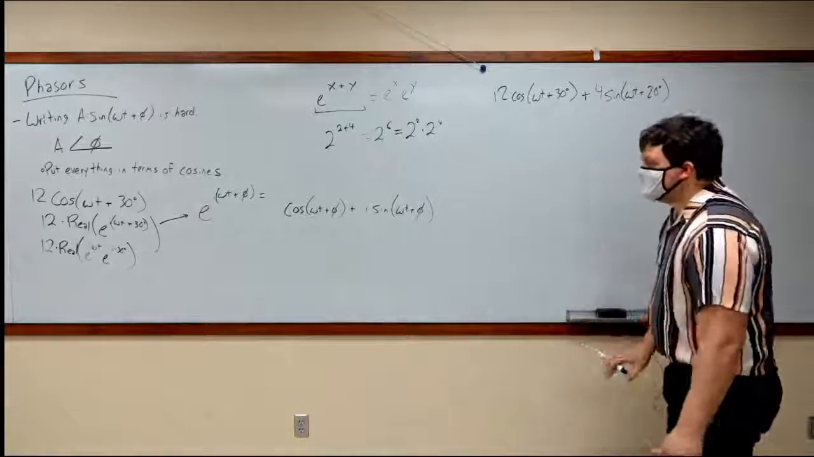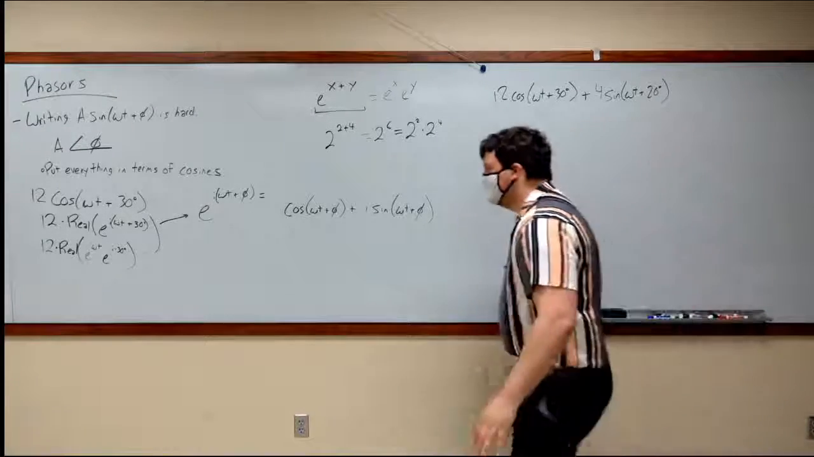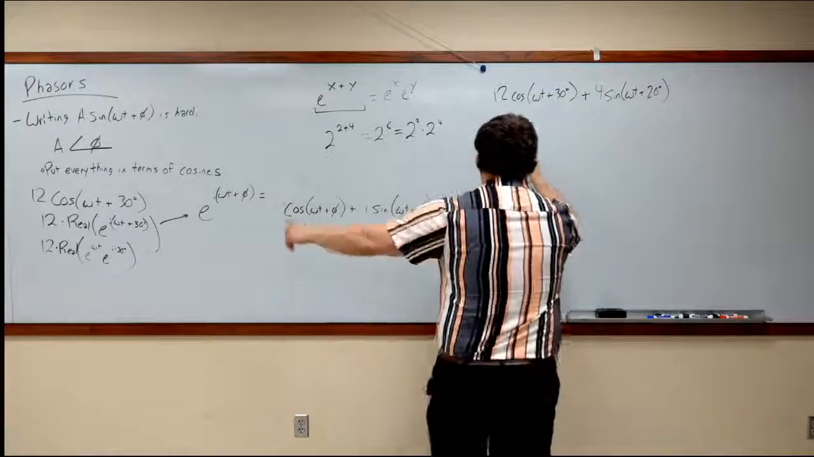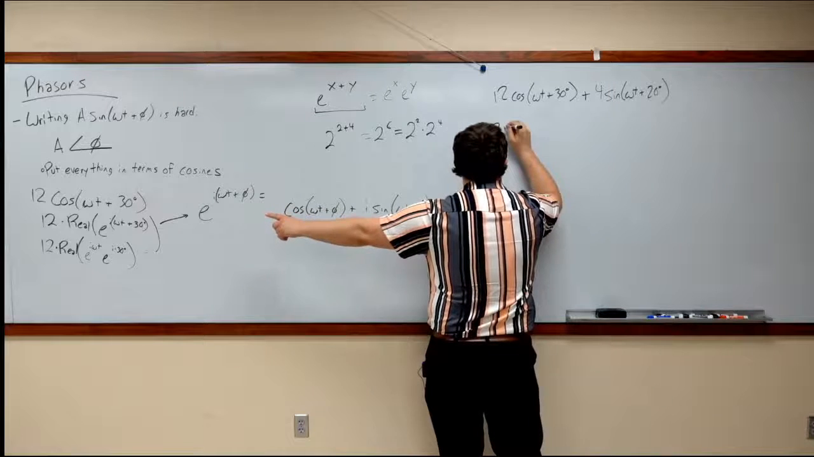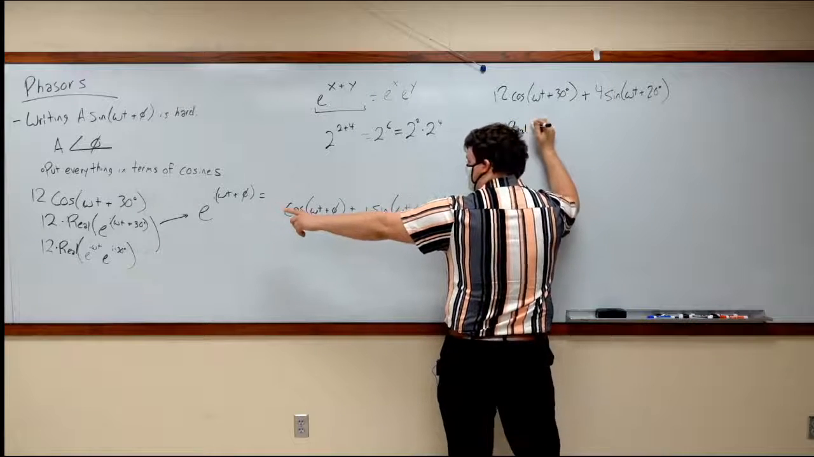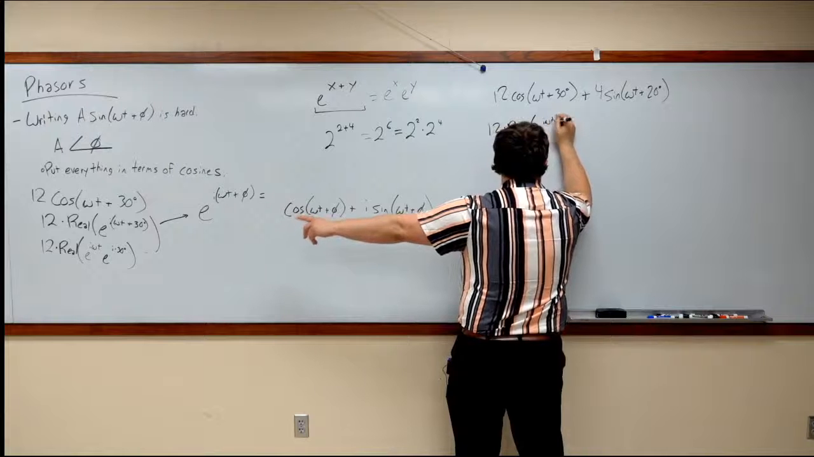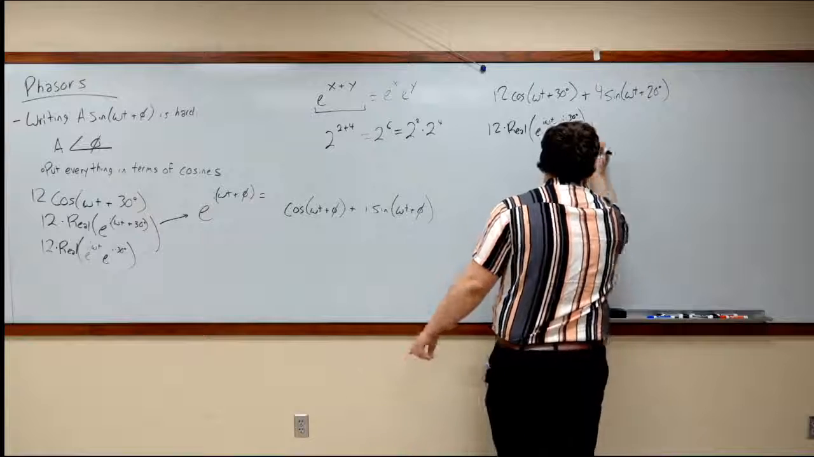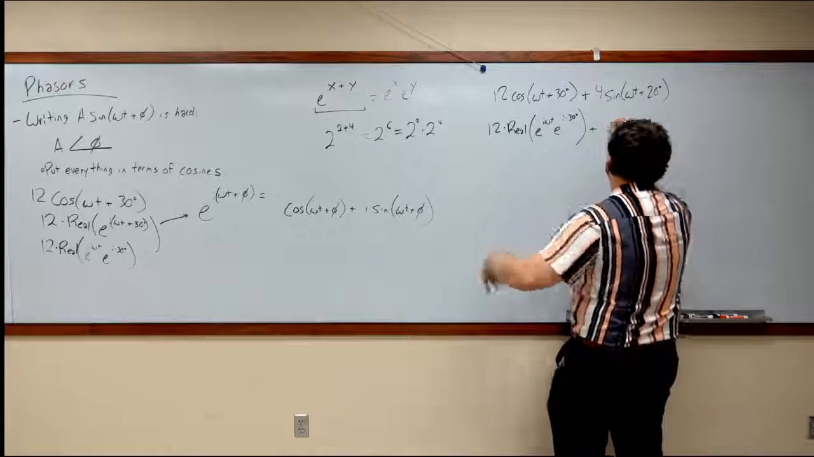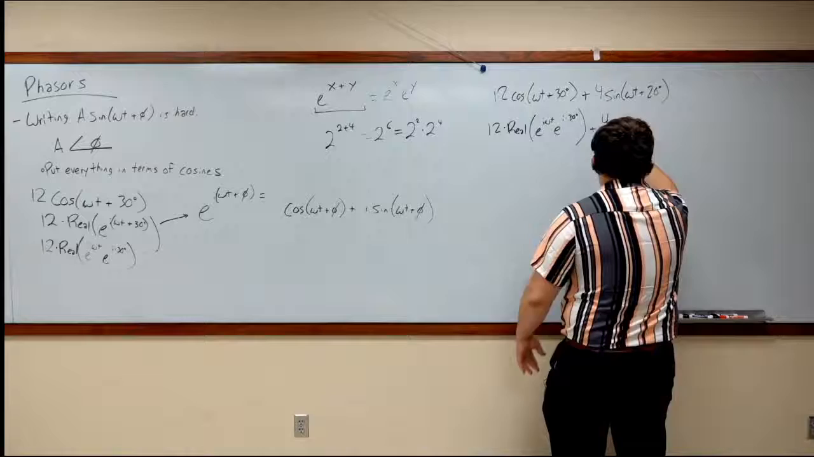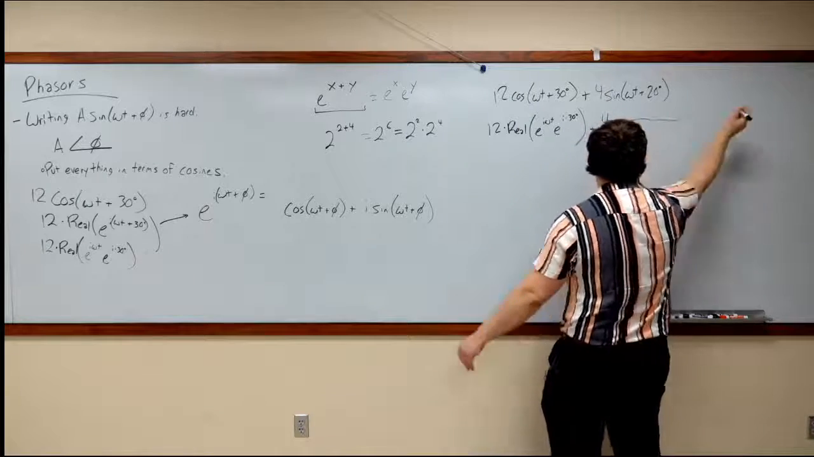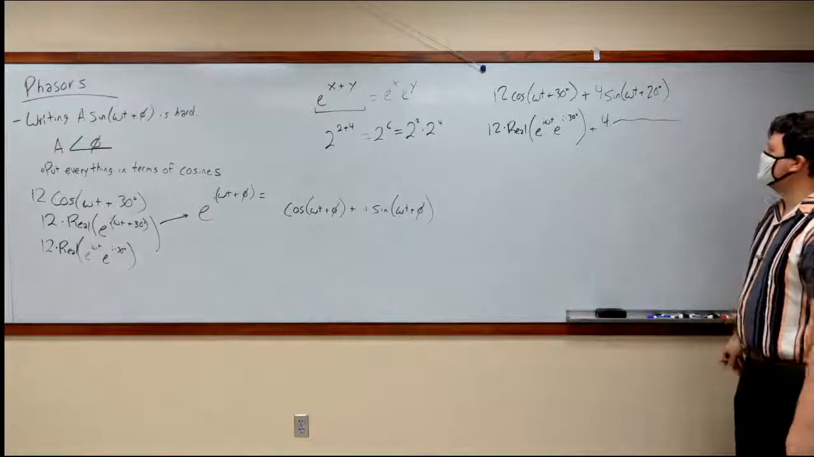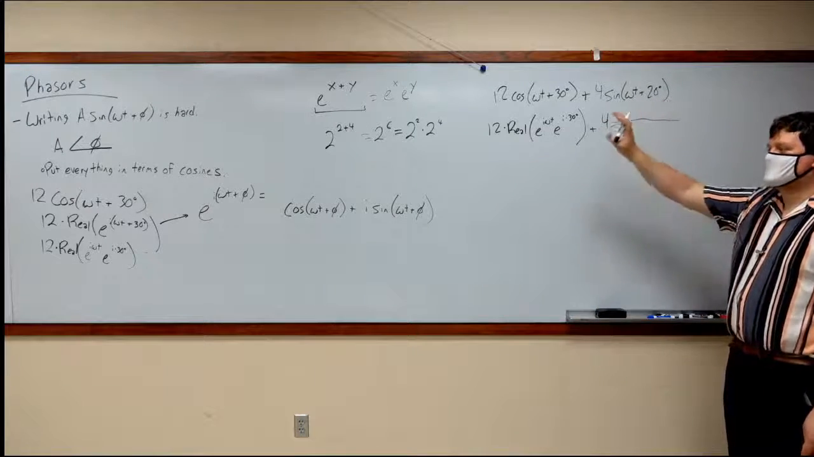Okay, so if we take this, it boils down to this. So we'll go ahead and rewrite this as 12 times the real component of e to the I omega t times e to the I times 30 degrees. Okay, and we'll go ahead and add this to 4 times whatever this is. We're going to do a little bit of work to get this into that function here.